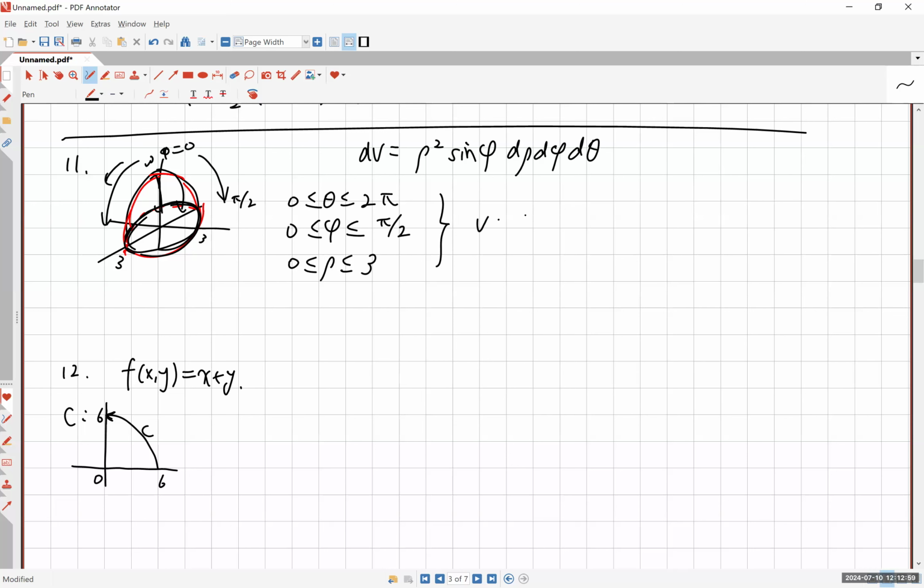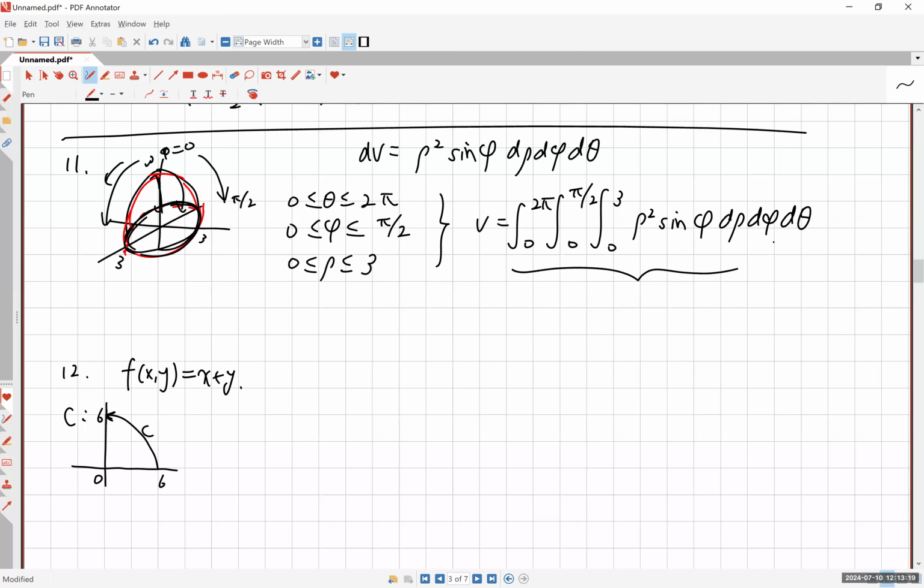The volume is going to be the triple integral from 0 to 2 pi, another integral from 0 to pi over 2, another integral from 0 to 3, of rho squared sine phi d rho d phi d theta. And if you are to work this out, the first one will be 1/3 rho cubed sine phi, and then you go from 0 to 3 and so on. And if you actually work this out, you will get the correct answer.